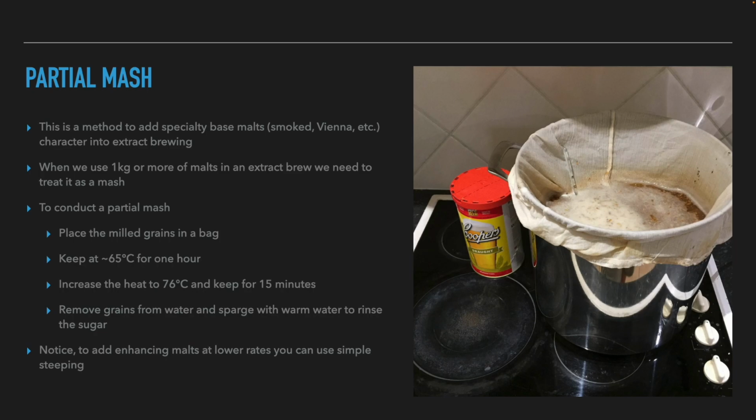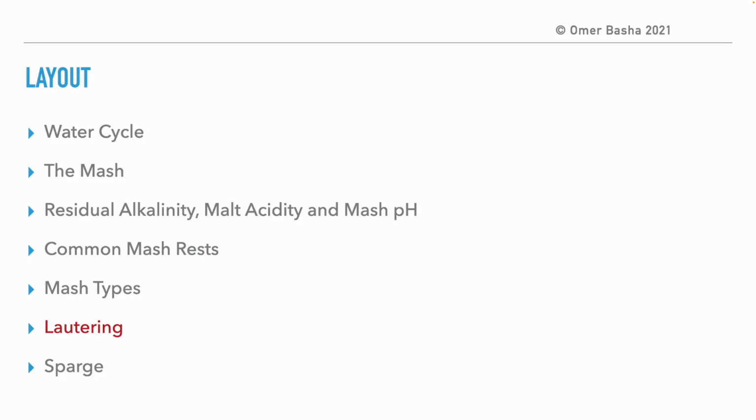Keep the bag at 65 degrees Celsius for 1 hour. Increase the heat to 76 degrees Celsius and keep for 15 minutes. Remove the grains from the water and sparge with warm water to rinse the sugars. After this process, you can add the extract and continue regularly. Notice, to add enhancing malts like crystal or roast malt at lower rates, you can simply use steeping. No need for conversion.